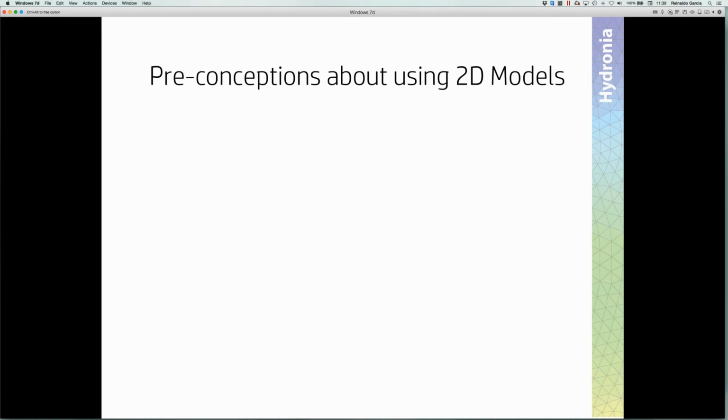Well, there are many preconceptions about using 2D models, but I'm going to focus today on maybe two of them. One of them is that using commercial models is more expensive. People say, well, let's use this free model because it's free, obviously. You don't need to spend any money on it. It makes total sense.